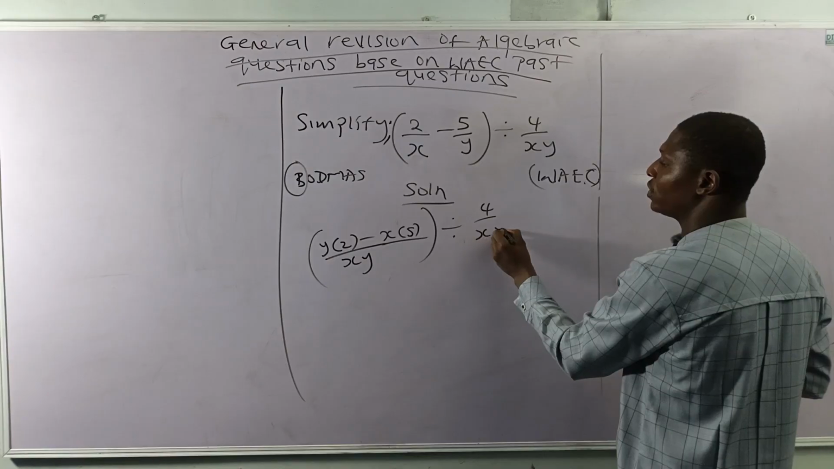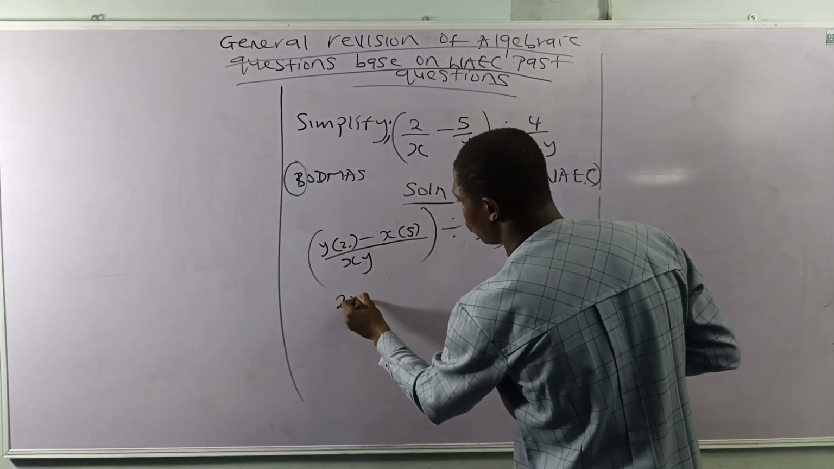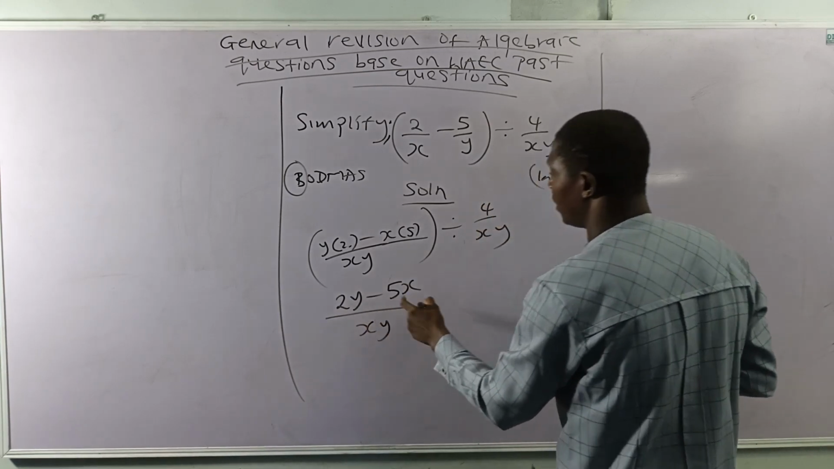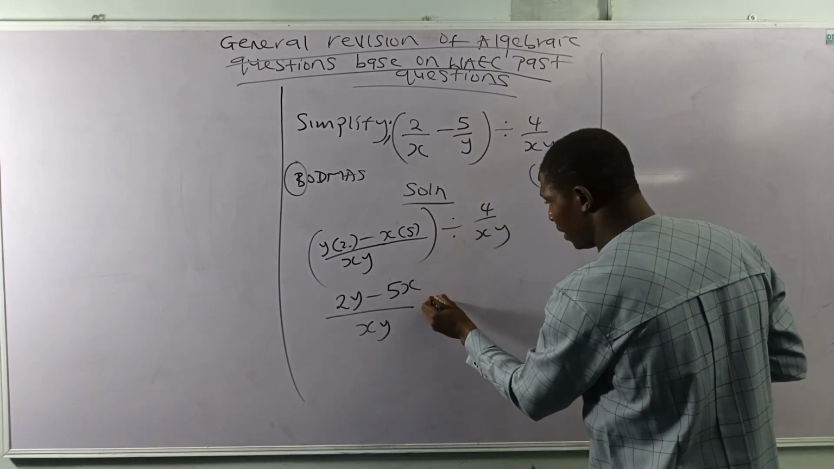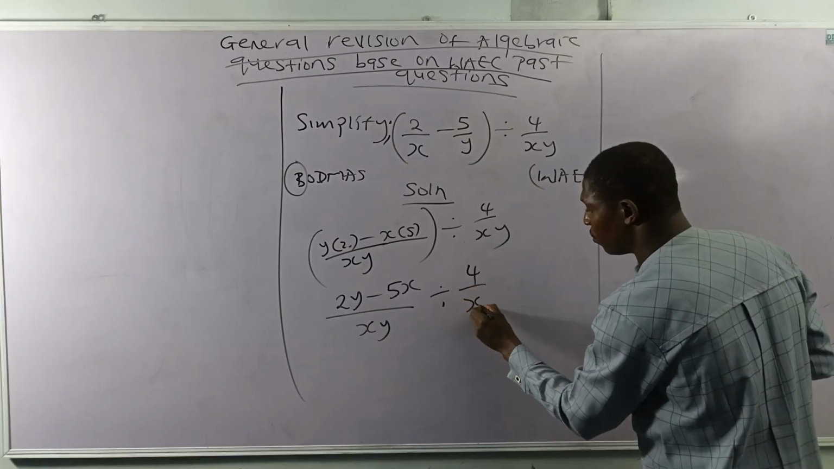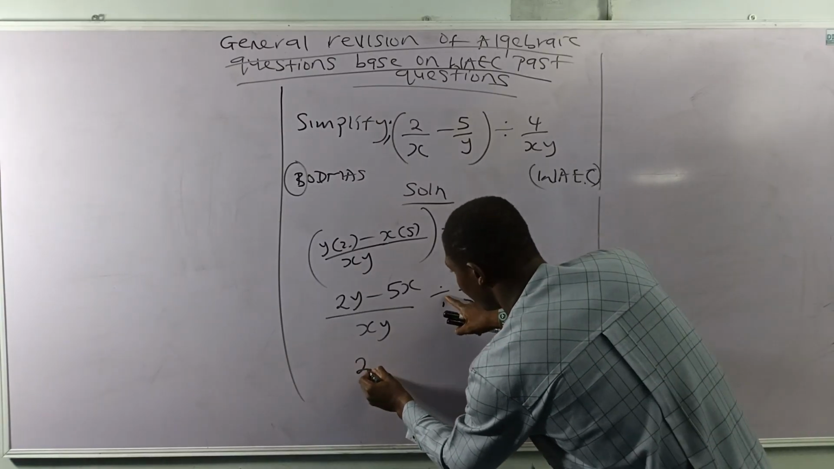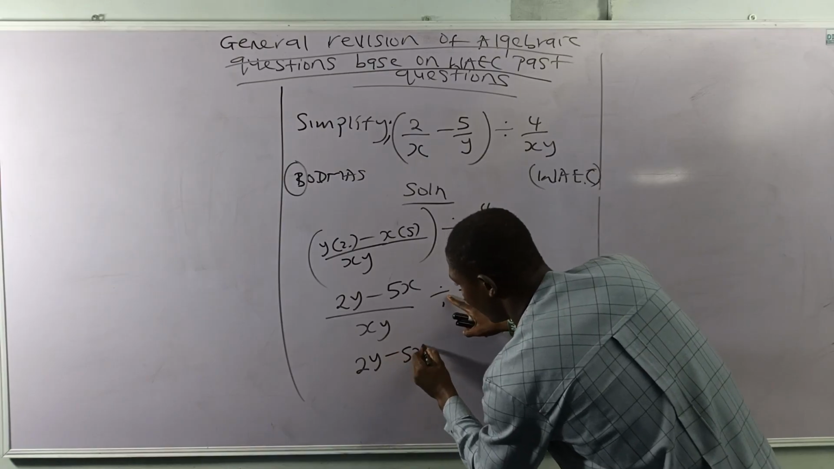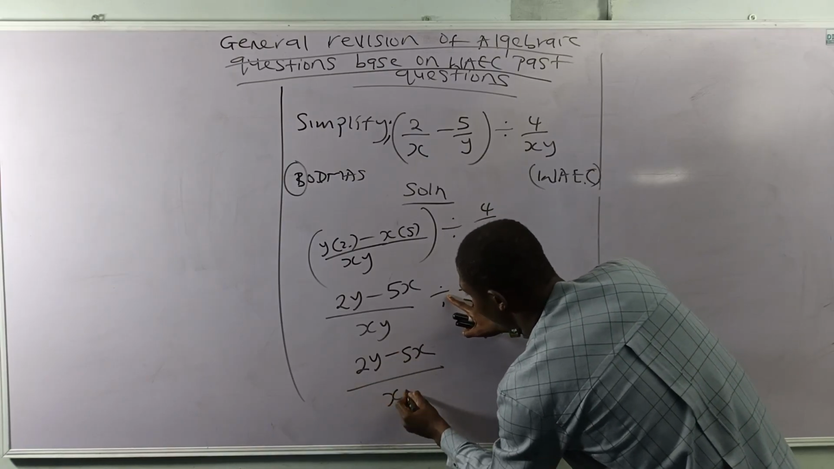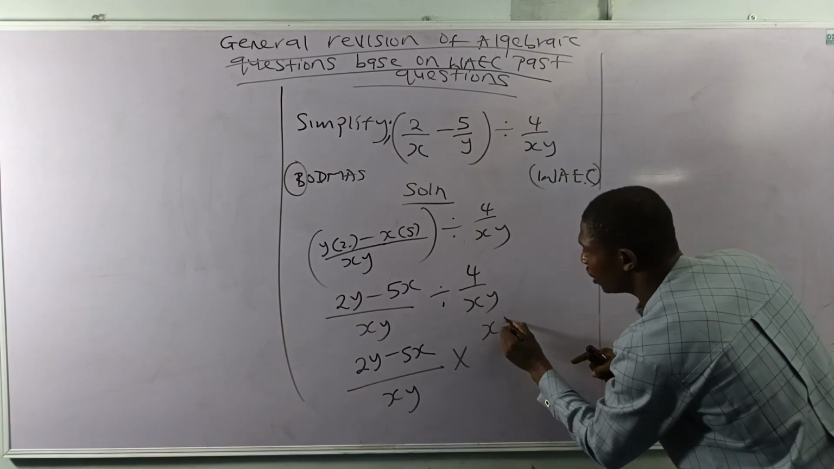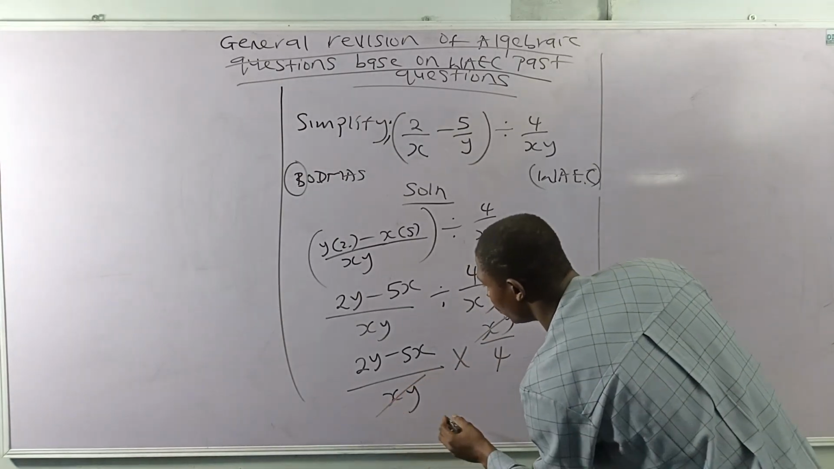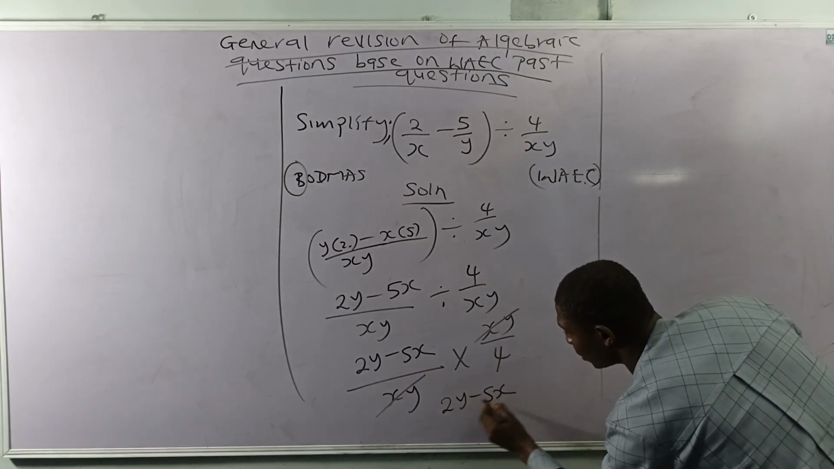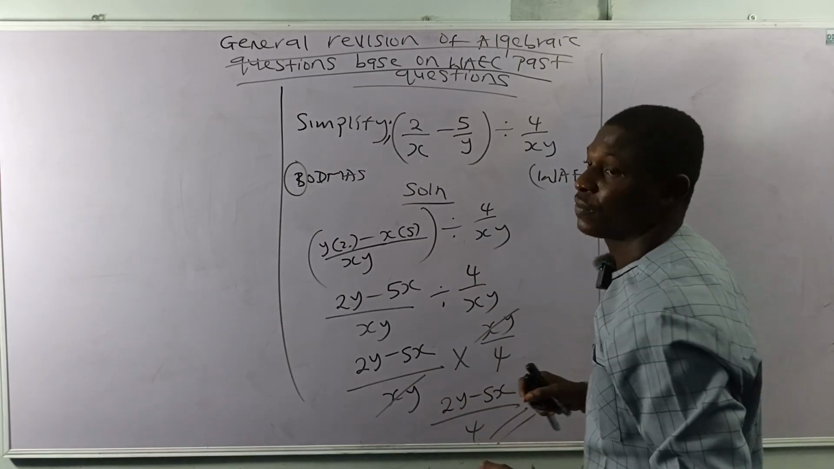divided by 4 all over xy. y times 2 will give me 2y minus x times 5 will give me 5x all over xy. I can therefore use my division now. Divided by 4 all over xy. If I change this division to multiplication, I'll have 2y minus 5x all over xy times this will interchange, xy all over 4. This can cancel this, and I'll have my final answer as 2y minus 5x all over 4.